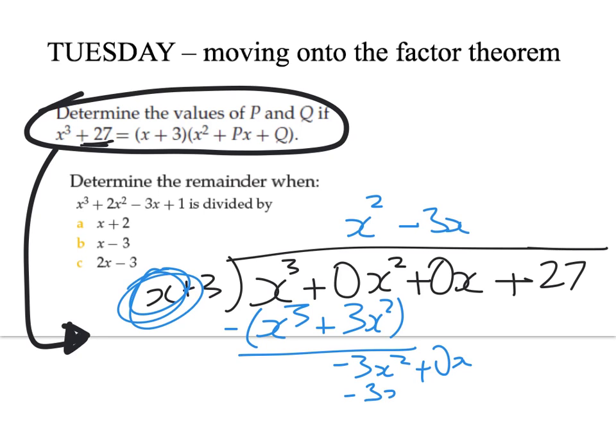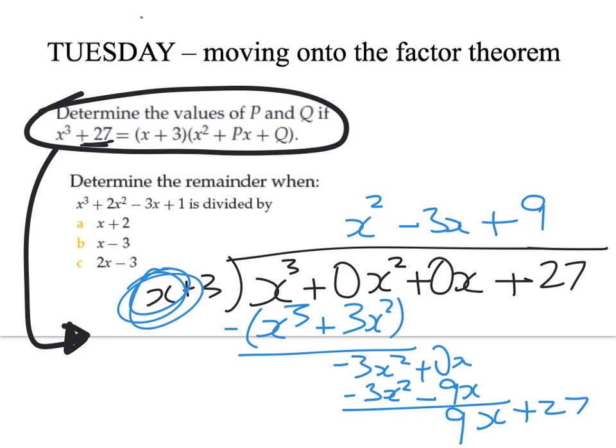So we get minus 3x squared minus 9x. Subtracting here, we get 9x plus 27. So that's going to be a plus 9. Now I haven't got room to do that last line, but you should keep going with it and you'll see that that comes out exactly.